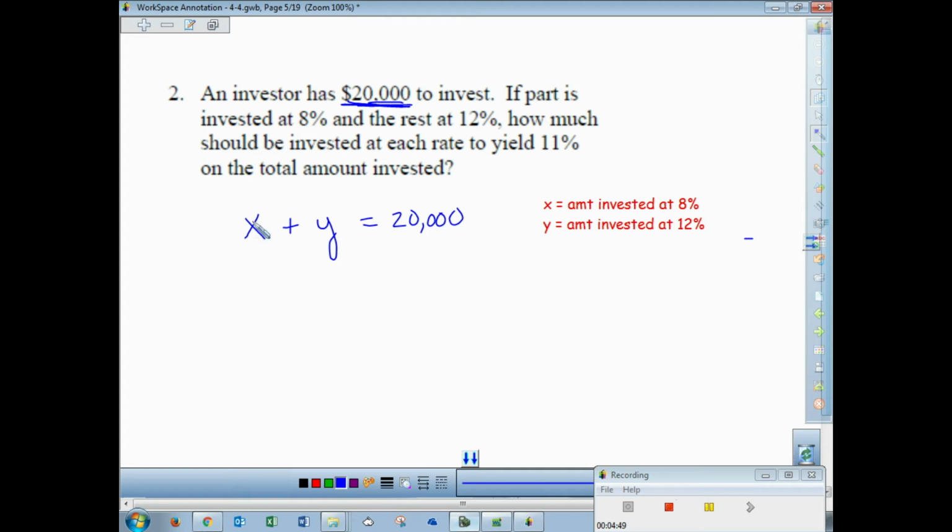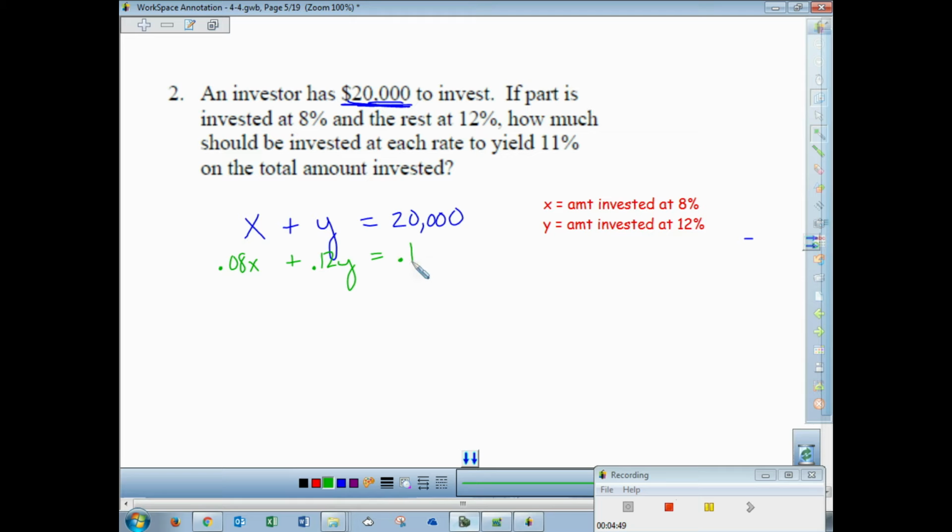Like there's no decimals involved with that. We didn't do any of the crazy stuff. It's like all the amount at 8% plus all the amount at 12% add up to $20,000 is what they totally invested. Now we'll throw our percents in there. So 8%, remember you got to change that to a decimal by moving the decimal 2 places to the left, of the amount you invested right there, plus 12% times y should equal 11%.